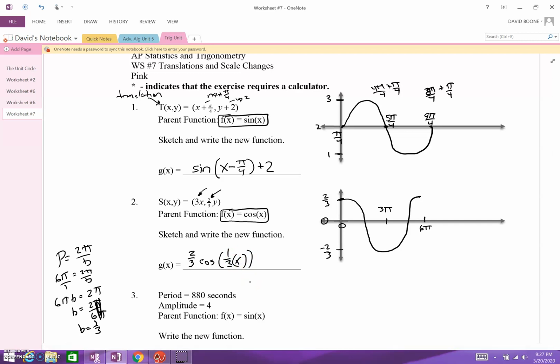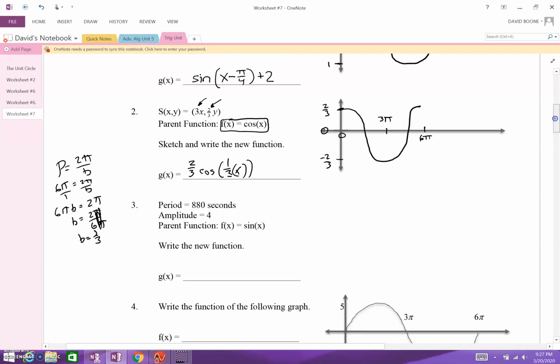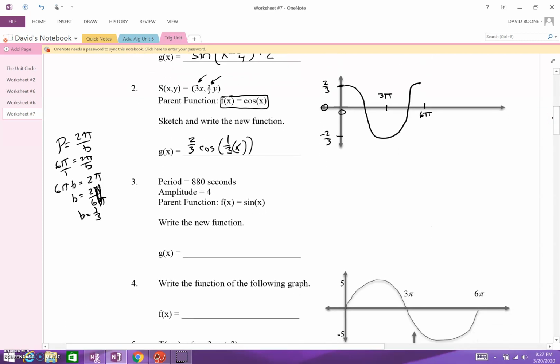All right, let's look at another problem. Let's look at number 3 here. This one is doing something a little bit different. We're not actually asked to sketch the graph. We're just going to use these pieces to help write the new function. So again, remembering that we're doing sine, in this case g of x equals a times sine of b times (x minus c) plus d. So I'm just rewriting that from up above so we can remember the pieces.